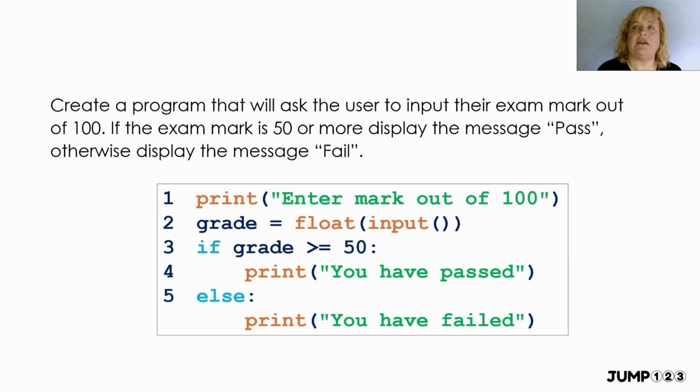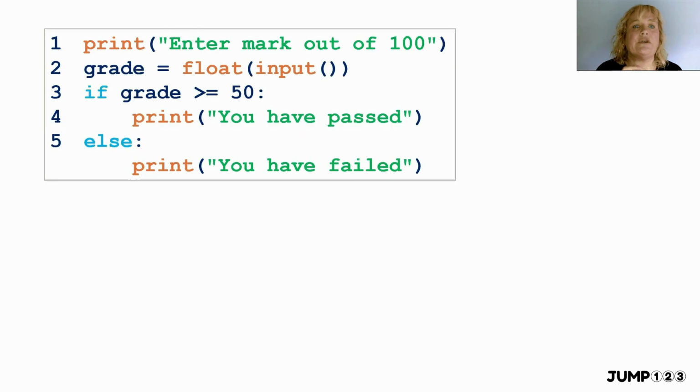Then if the grade is greater or equal to 50, then they've passed, otherwise they failed. They've put you have passed and you have failed, that's fine. You don't have to have pass and fail. They've interpreted that, but it's a useful message. So let's see how this works.